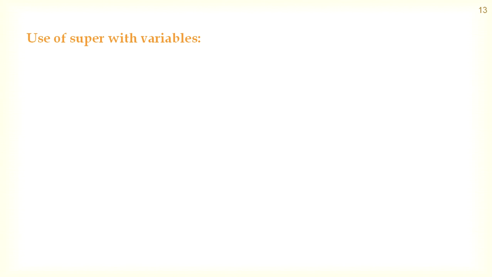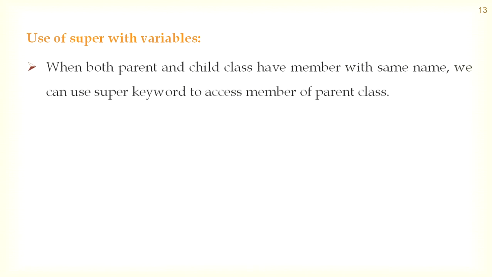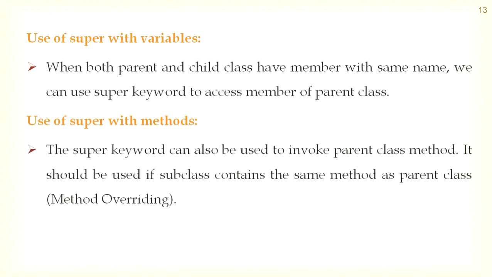Use of super with variables. When both parent and child class have a member with the same name, we can use the super keyword to access the member of the parent class. Use of super with methods. The super keyword can also be used to invoke a parent class method. It should be used if the subclass contains the same method as the parent class method, that is, overriding.